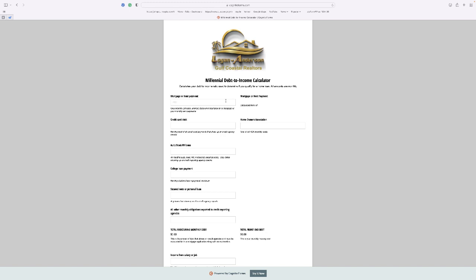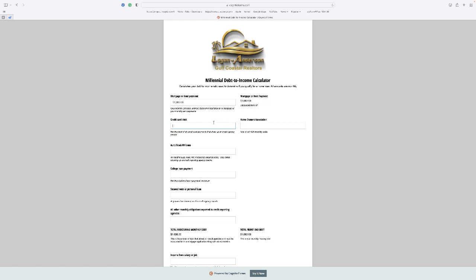Since we're talking about buying a home, what we want you to do is put in your total monthly principal, interest, taxes, and insurance all added together in this block. We're going to start with $1,000 a month just for an example, and you'll see it populated over here to the right. We'll get into that in a moment.